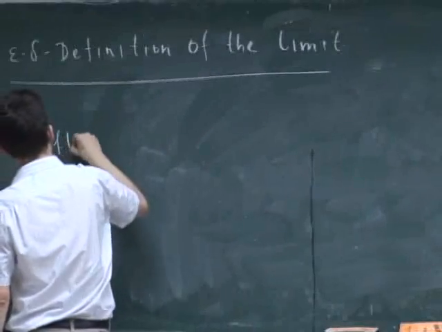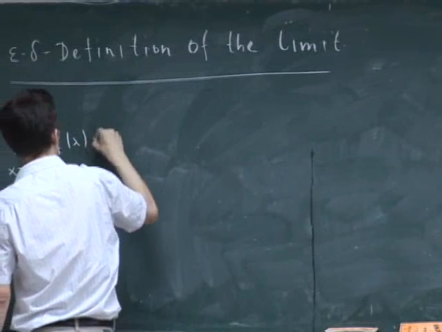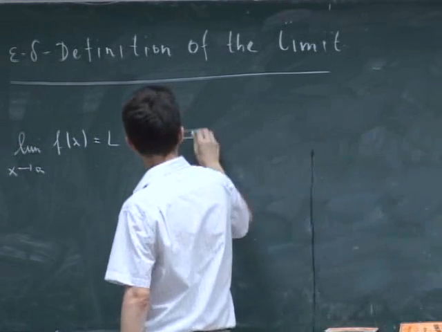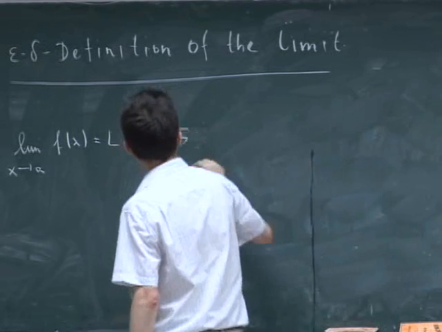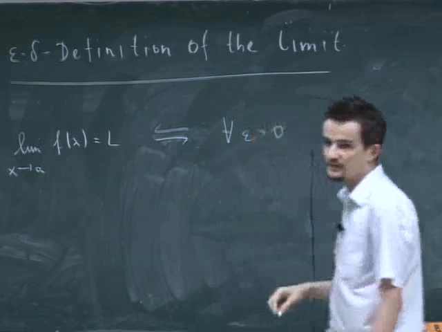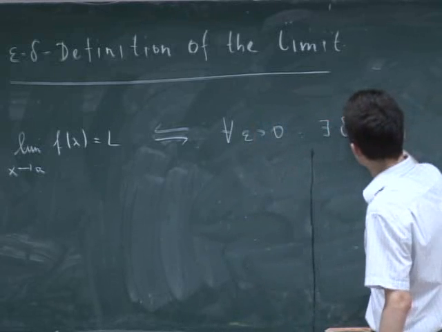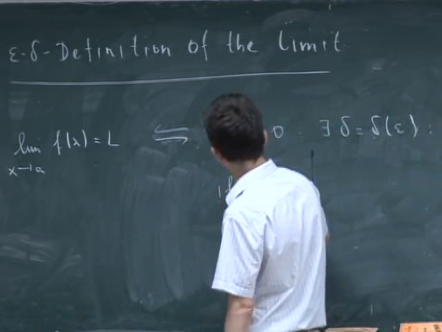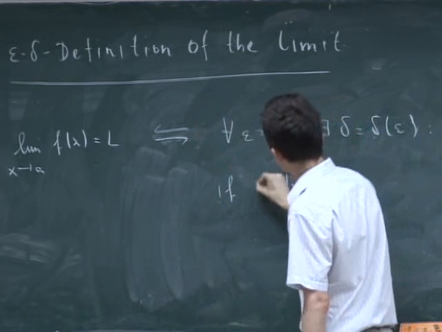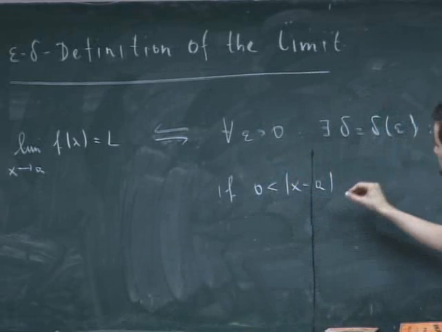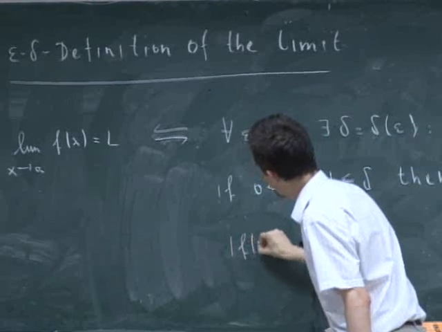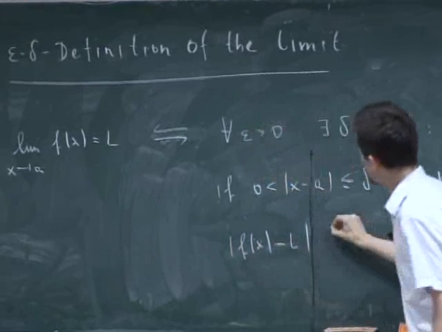So, the limit of f of x as x approaches a is equal to L. This symbol means that for all epsilon larger than 0 you give me, there will exist a delta, which might depend on epsilon, such that if the distance between x and a is larger than 0, since we have to stay away from a, and smaller or equal than delta, then the distance between f of x and L is smaller or equal than epsilon.